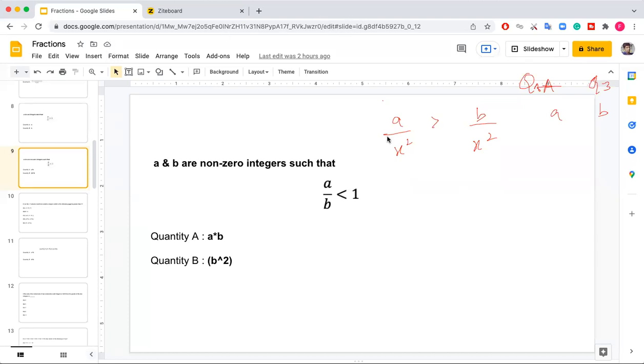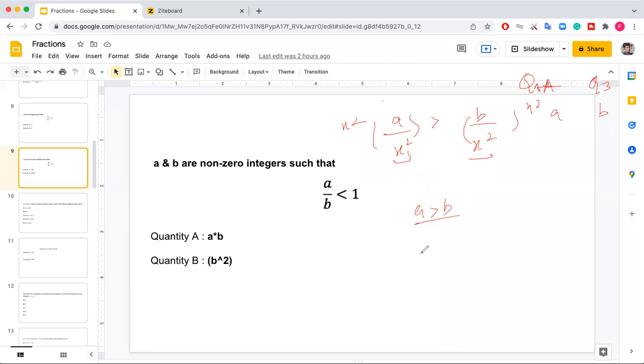In this scenario, first of all, I told you that this can be 0, right? And this is a square. This means that the denominator is always positive in both scenarios. We are having a positive denominator. You can just multiply x square on both sides. So these will cancel out. A is greater than B.